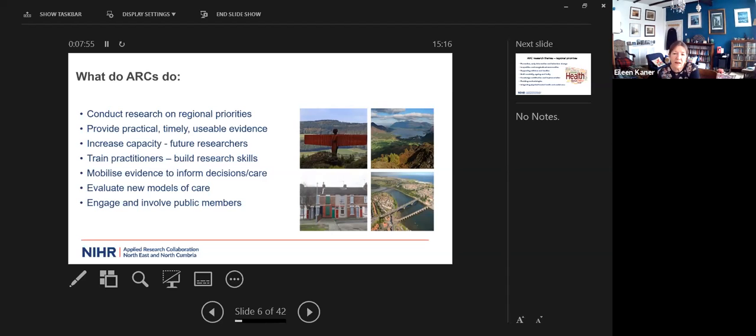Where people are making those decisions in the real world about changing models of care, bringing in new types of practitioners, part of the ARC work is to evaluate that, to see whether these ideas and these decisions actually lead to any benefit for people and communities around the region. And as part of our work, we're committed to engaging and involving members of the public in everything that we do.